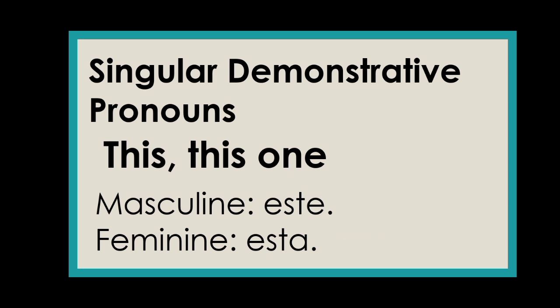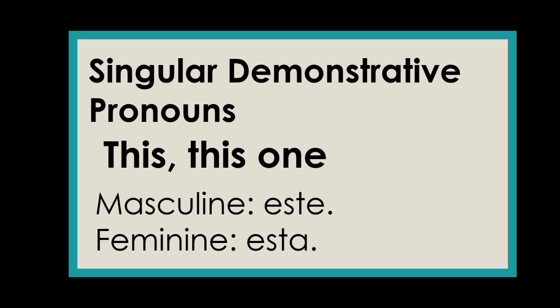What is a demonstrative pronoun? In English, a demonstrative pronoun is one of the words like this, that, these, and those, used instead of a noun to point people or things out, like "that looks fun." And in Spanish, demonstrative pronouns have to agree with the noun that they are replacing.